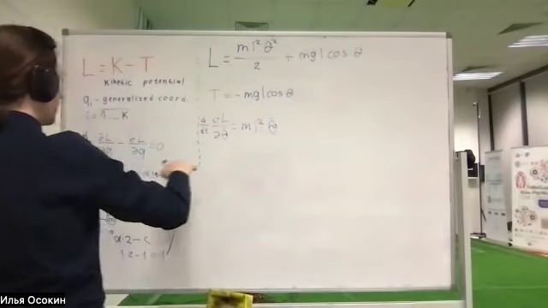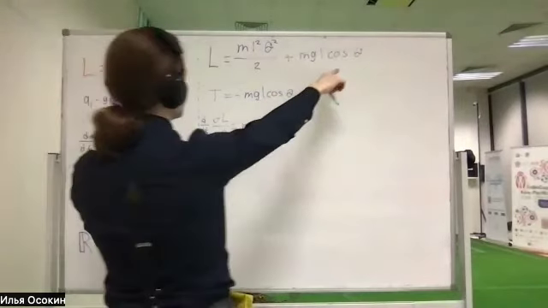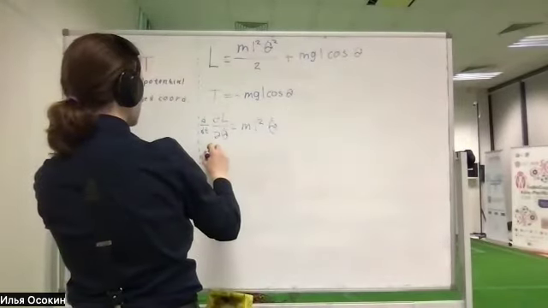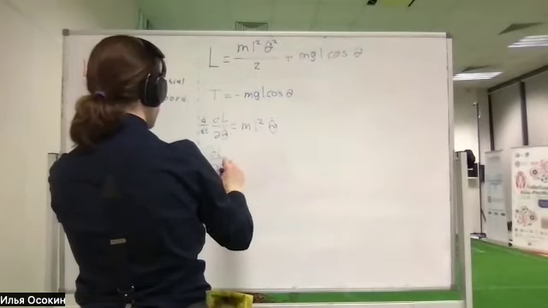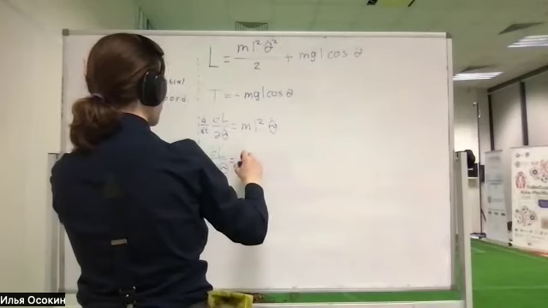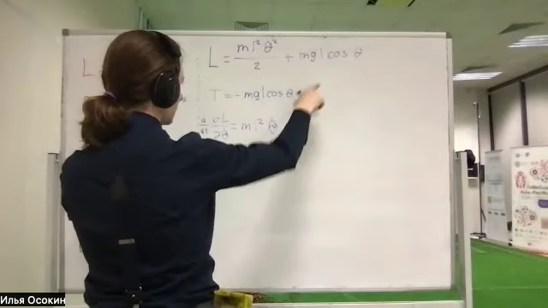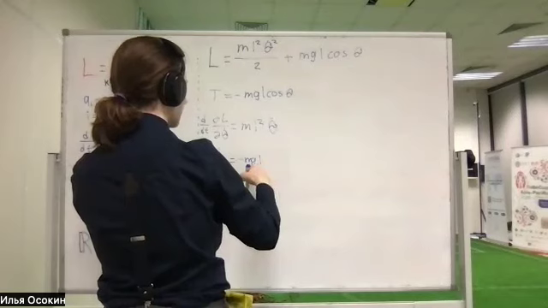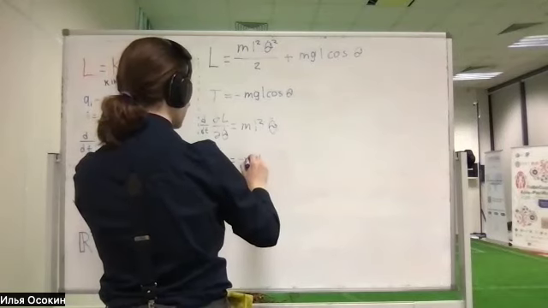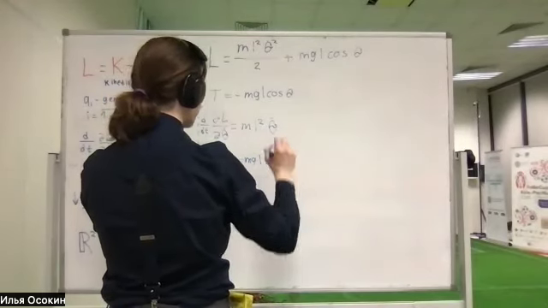And now we have to get this thing. And here it gets more interesting because this theta is under the cosine. Let's write it down. dL by d theta is equal to m g l. The constant is the same, and the derivative of the cosine is minus sine. So here we have minus, and here m g, and here we have sine theta.